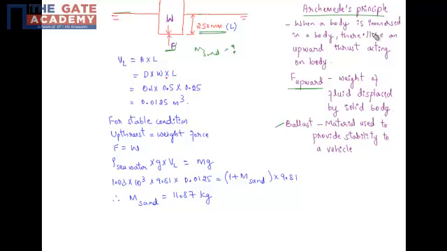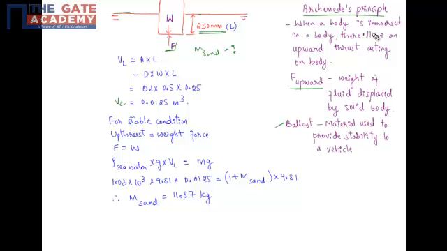Now, to find the volume of the displaced fluid, which is equal to area into length, we'll take the area of the can into the depth of the can immersed in water, which is 250 mm. We'll get the volume displaced as 0.0125 meter cube.